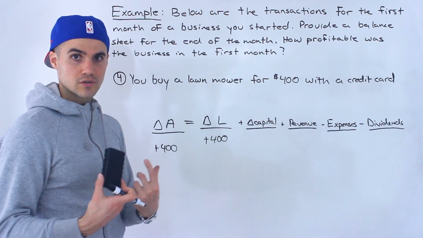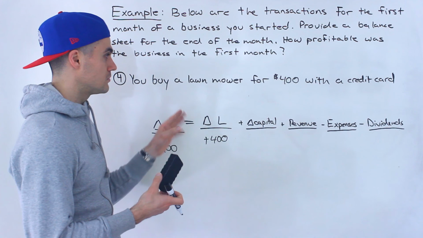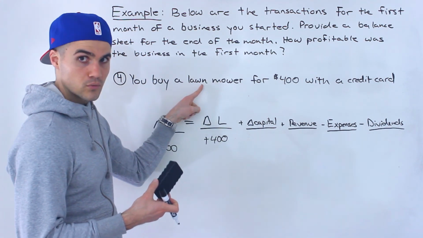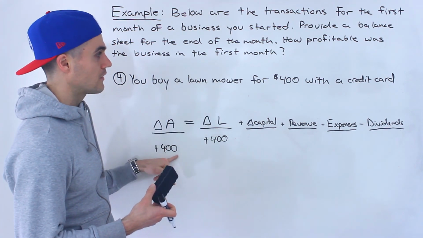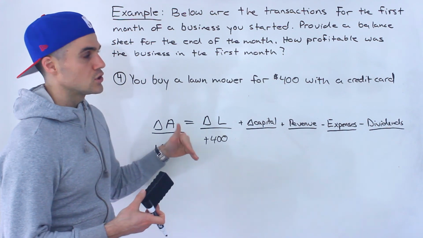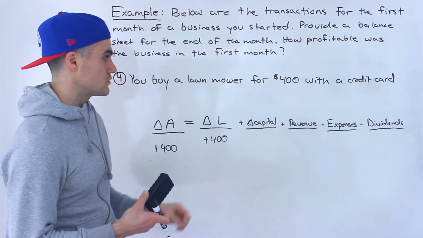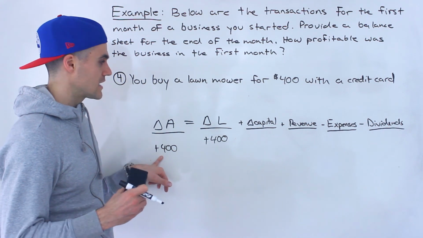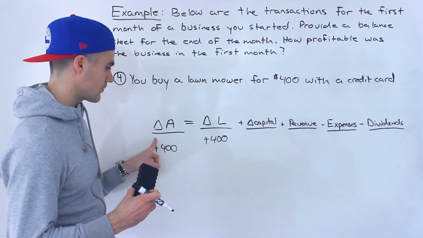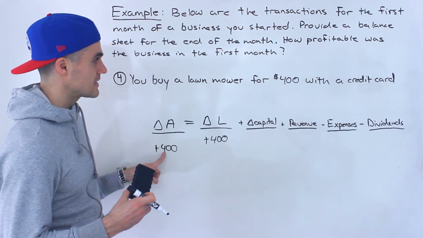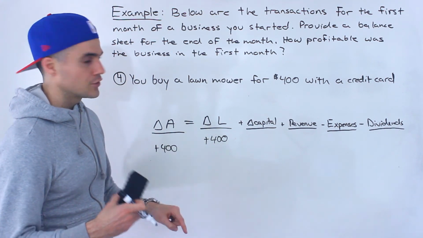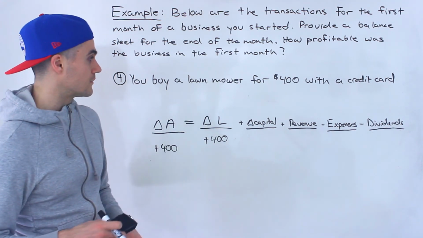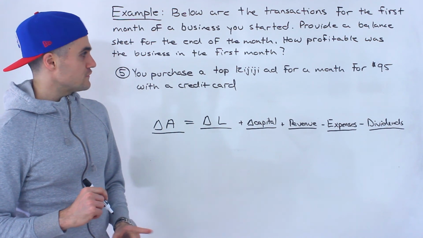It is owned. So if you sold the company, you'd be able to sell the lawnmower with the company as well. That would be part of the asset. And so it's going to be used in the future to generate revenue, so it gets capitalized. If you remember that word, we use that in the fundamental videos. It gets classified as an asset, and because you paid with credit card, your liabilities are going up by 400 as well. Now moving on to the fifth transaction.